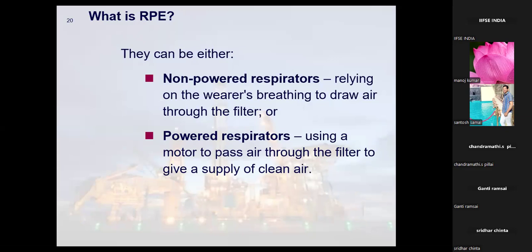Now, these filtering devices can again be of two subtypes. One is non-powered respirators and the other is powered respirators. Non-powered respirators rely on the wearer's breathing capacity. Now this is your ordinary mask. The amount of breath withdrawn by a person, that much filtering capacity it has. Now the powered respirators use a motor to pass the air through a filter to give a supply of clean air.